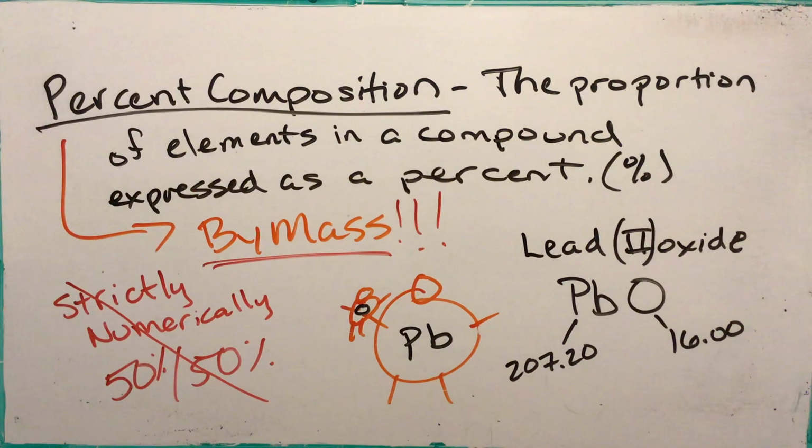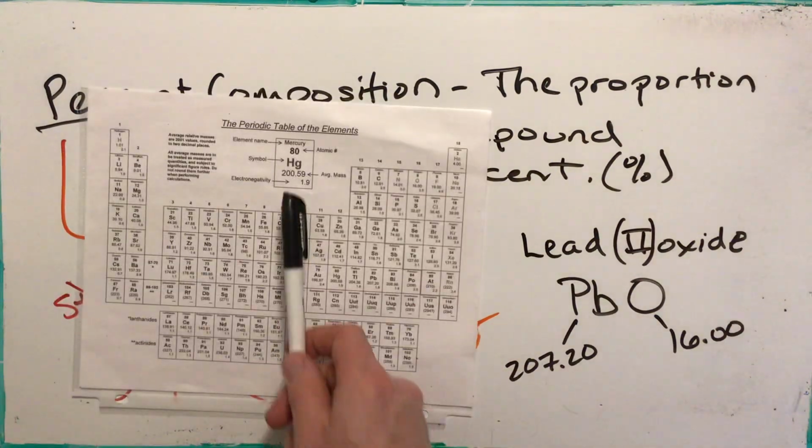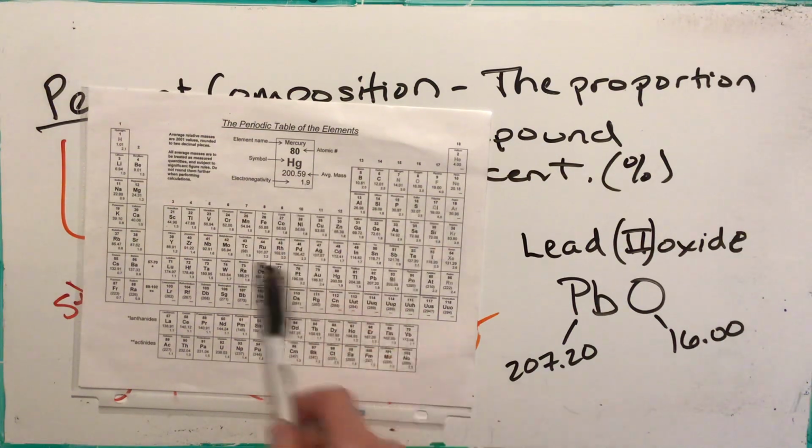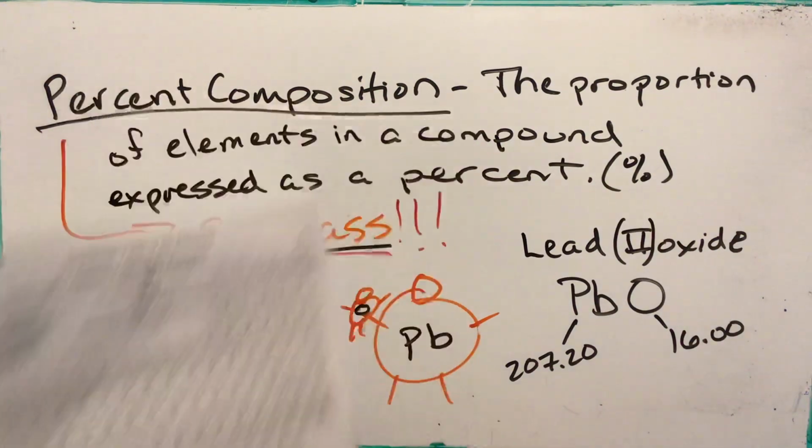All right? So this is the way we want to do things. We want to use mass. I'll underline it again. So we're doing our percent composition based on mass. We're going to need the masses of the elements involved, and that's where our periodic table comes into play, because our periodic table, of course, has all the average atomic masses that we'll be using for each of the elements, right?